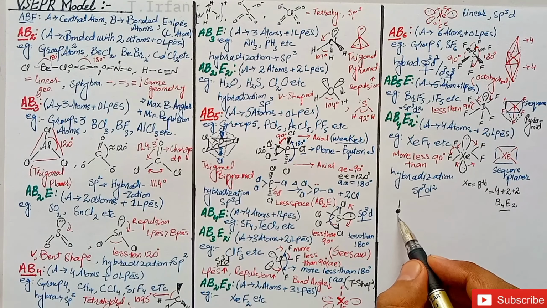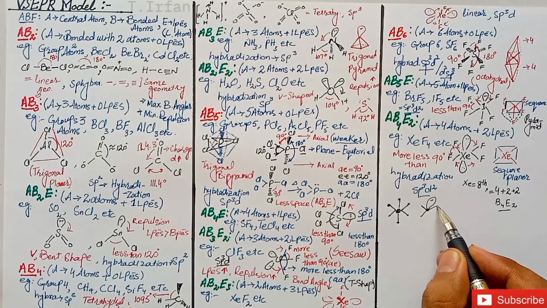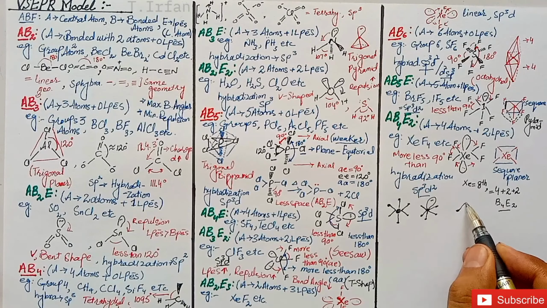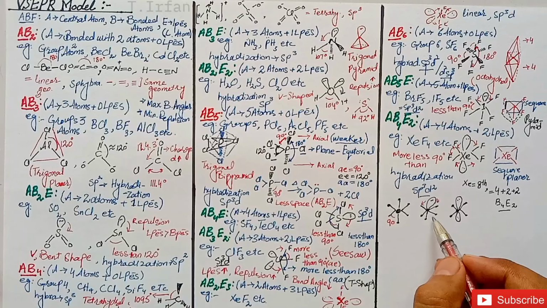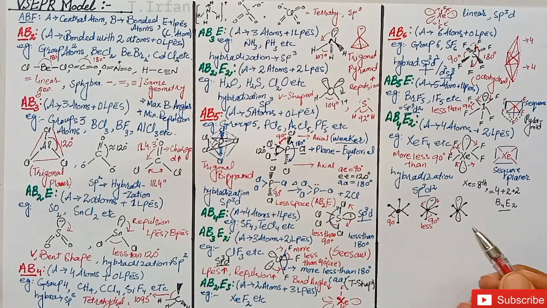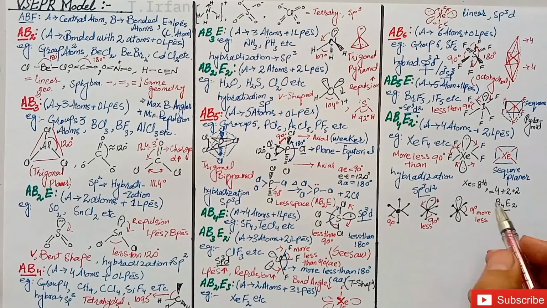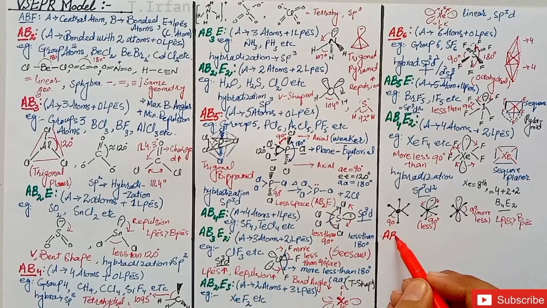So we also summarize in this system as the number of lone pair electrons increase and the number of bond pair electrons decrease, repulsion increases and the bond angle decreases. These are AB6, AB5E and AB4E2 systems, which represent as the number of lone pair electrons increase, the bond angle decreases.